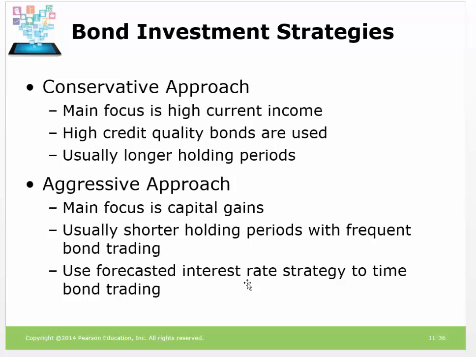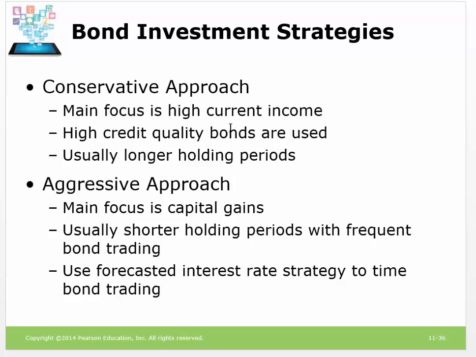What are the basic strategies that you can talk about? Well, you can either be conservative with bond investments or you can be aggressive. If you're aggressive, you're really going to look at capital gains. Now, this is not the way that most people invest in bonds. So for short holding periods, you're going to trade a lot. Your forecasted interest rate strategy is going to be the most important part of this strategy. It's very aggressive. It's going to be more expensive because you trade more frequently.